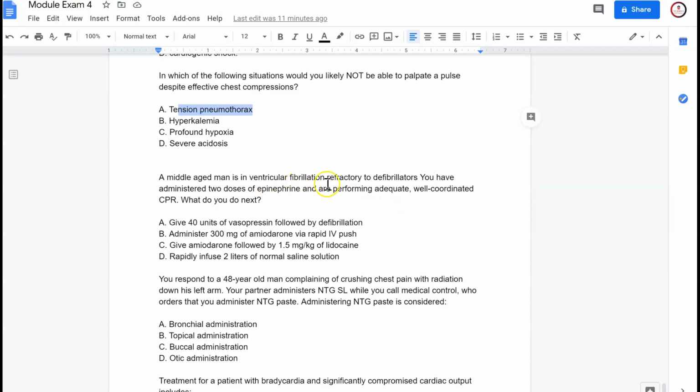A middle-aged man is in VFib refractory to defibrillation. You have administered 2 doses of epi and are performing adequate well-coordinated CPR. What do you do next? And we talked about this, right? After 2 to 3 doses of epi, you're going to give the patient amiodarone, right? So you're not going to give vasopressin. You're not going to give lidocaine. You're not going to infuse normal saline. You're going to do 300 milligrams of amiodarone. Again, this is important that you know what your protocols are.